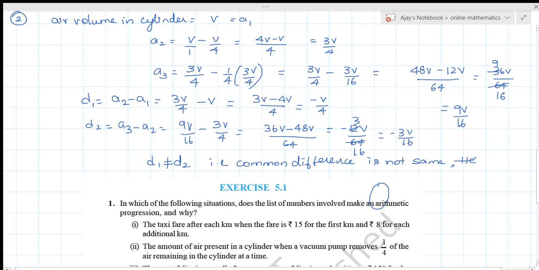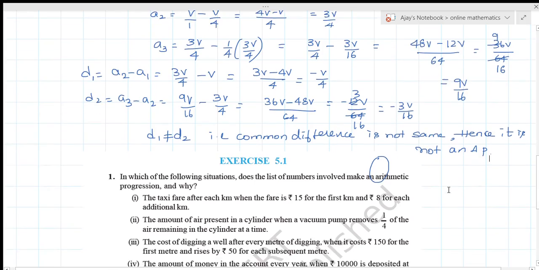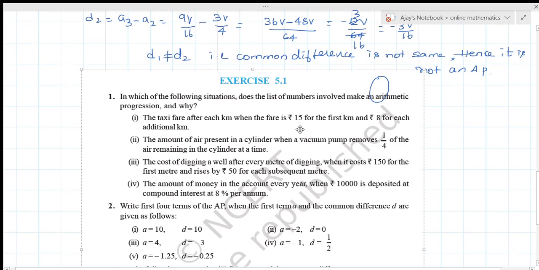Hence, it is not an AP. So this type of problem comes under another progression called geometric progression, which you study in higher standards.